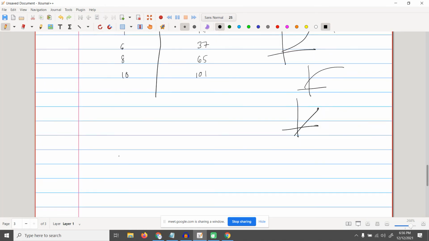Okay. Can anyone tell me what's the time period of a pendulum? What's the formula for that? Time period of a pendulum is equal to what? 2 pi root of L over g, right? Something like that.